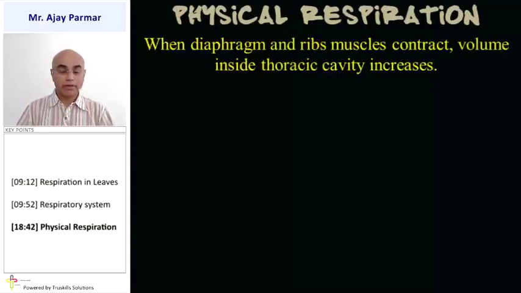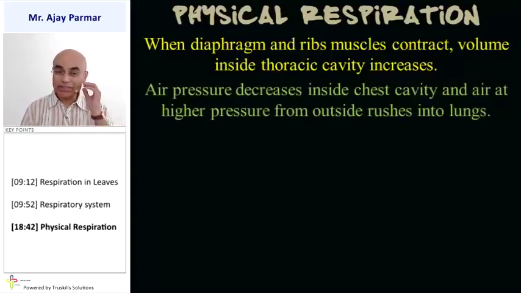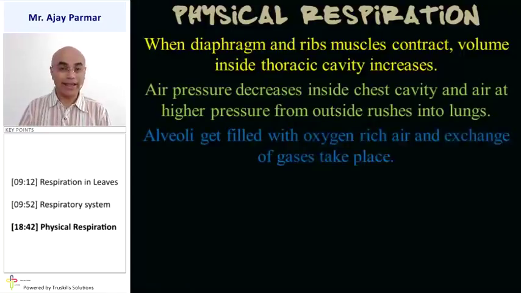Physical respiration. The thoracic cavity is protected by the ribs, you know that, isn't it? When the diaphragm, the muscular flap at the end portion of the respiratory system, contracts, the volume inside the thoracic cavity increases. That means it is going to go down and the volume of the thoracic cavity is going to increase. At that point, air pressure decreases inside the chest. And therefore, the air pressure being higher outside rushes the air into the lungs. This is inspiration, or inhalation.